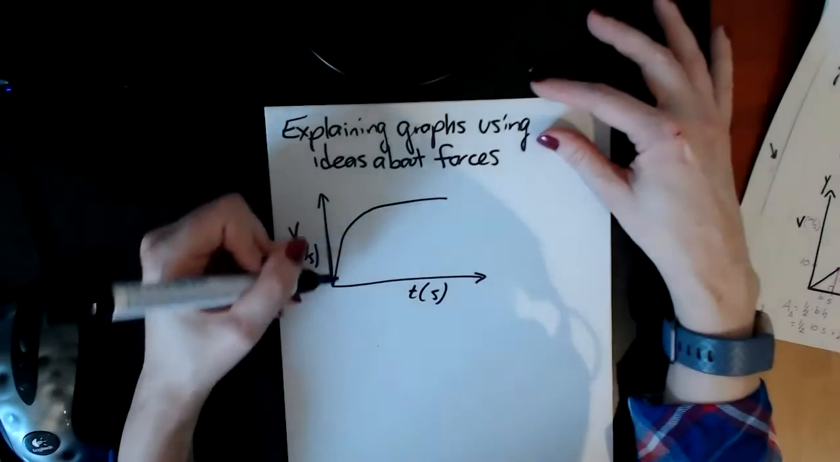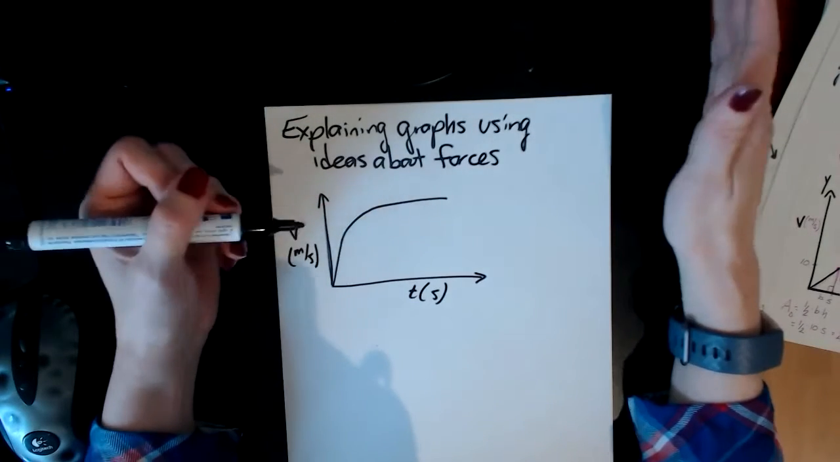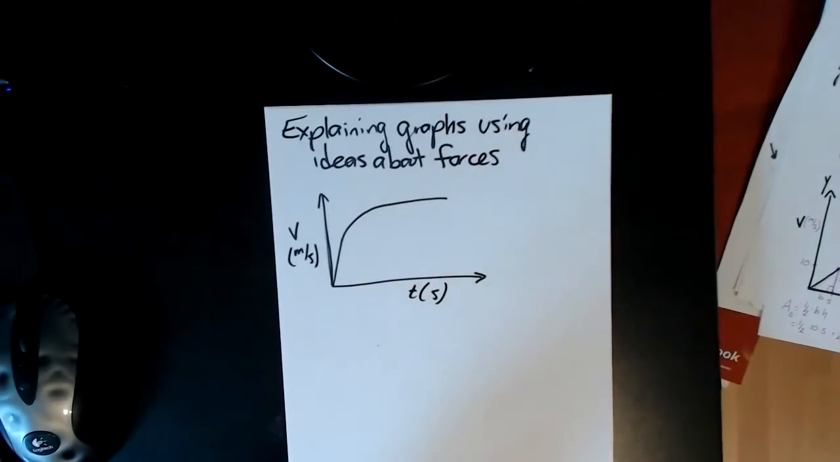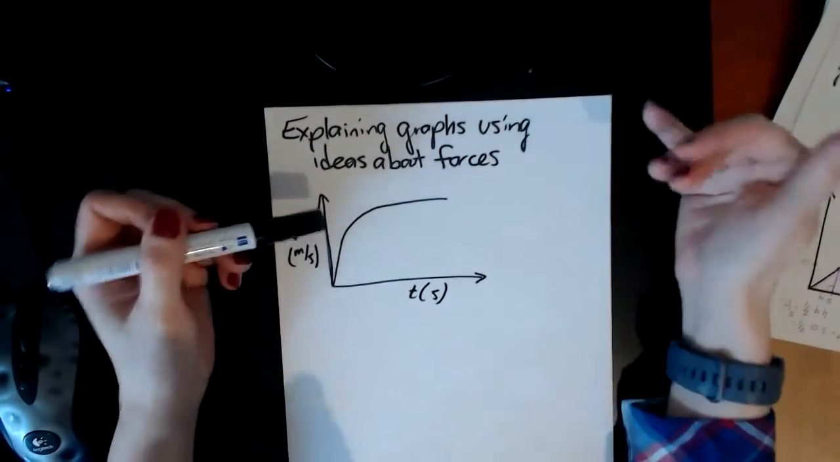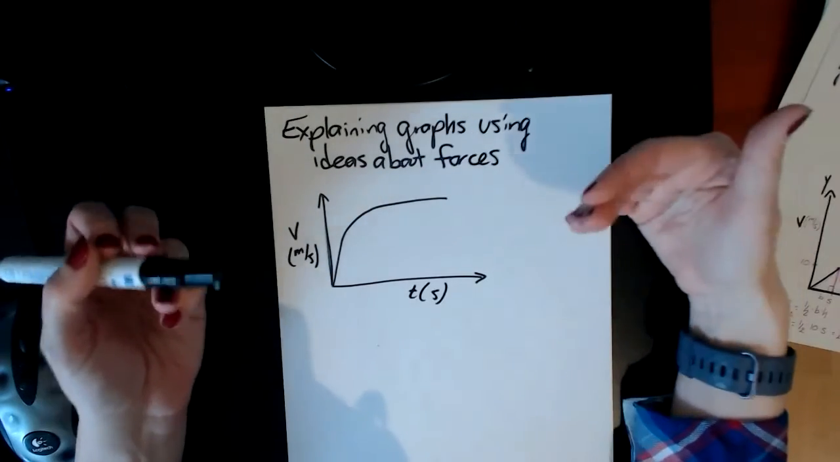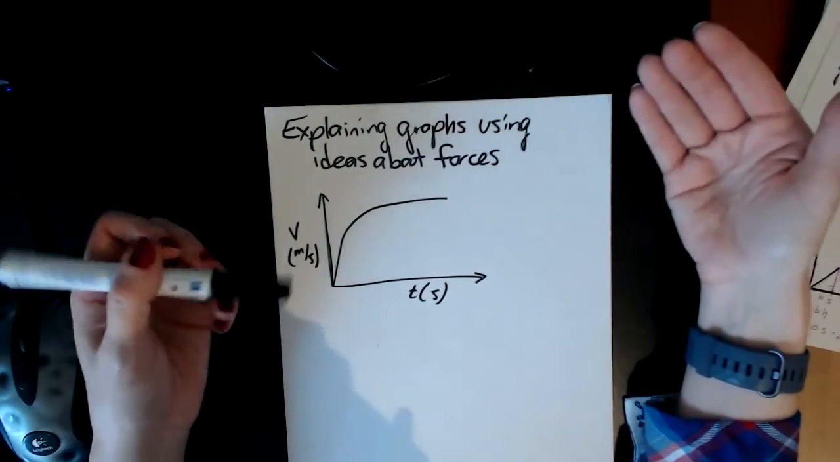And so the idea is that they'll say, explain the shape of the graph using ideas about forces, or explain why this is happening. And so the idea for this is the same thing as the idea of terminal velocity, in that you need to think about where are the forces balanced, what are the forces that are acting, and where are they unbalanced and to what degree.